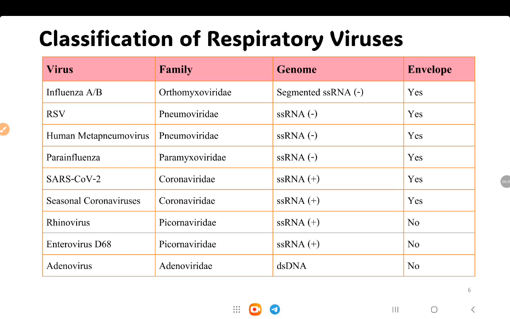You can see that there are different types of viruses: influenza A and B, respiratory syncytial virus, human metapneumovirus, parainfluenza, SARS-CoV-2, seasonal coronavirus, rhinovirus, enterovirus D68, and adenovirus. All these viruses cause respiratory infection.